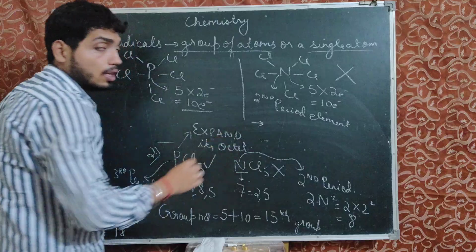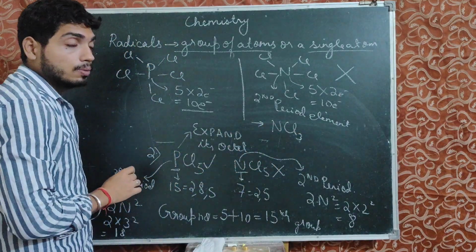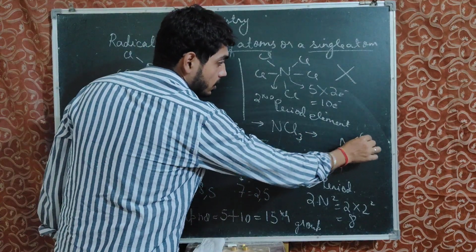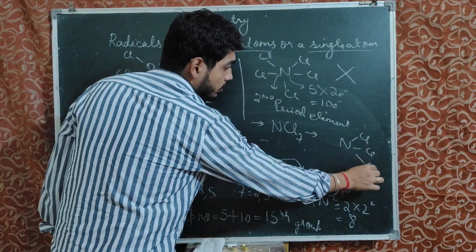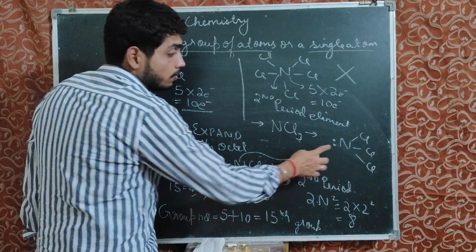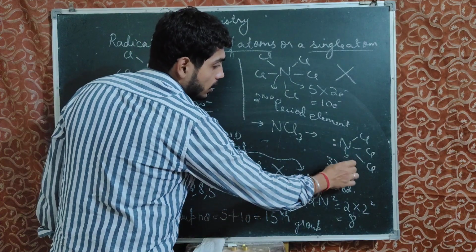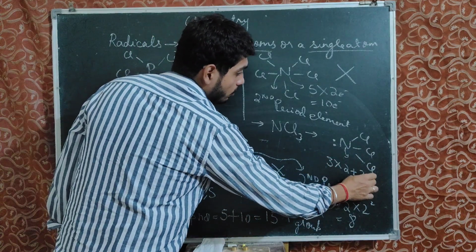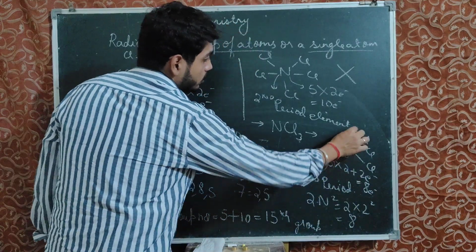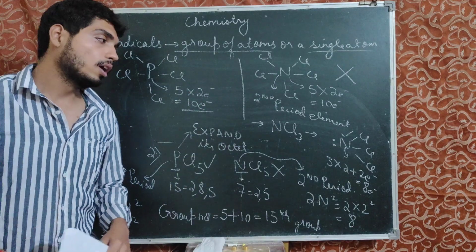Okay, so next question: is this NCl3 possible? Yes, of course it is possible, because if I draw N single bond Cl, single bond Cl, single bond Cl, it is having a lone pair. Let's check how many electrons nitrogen is having. So 3 bonds, that is equal to 3 into 2, plus 1 lone pair, plus 2 electrons. So 6 plus 2, 8 electrons. Is it clear? So this is a stable structure. NCl3 is possible, but NCl5 is not possible.